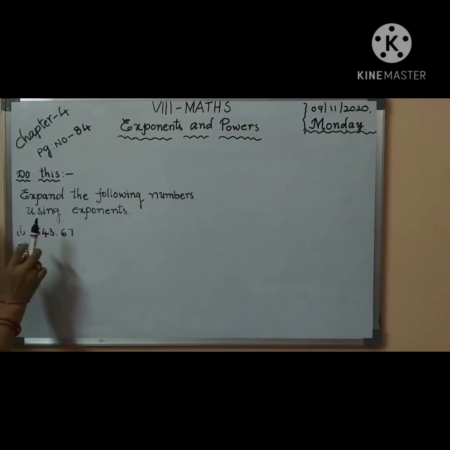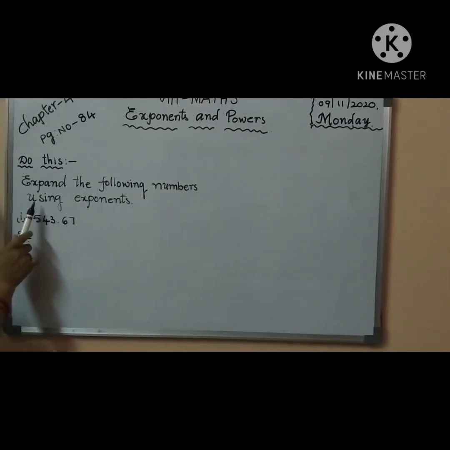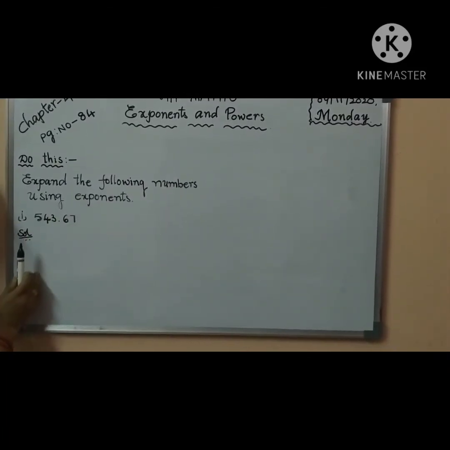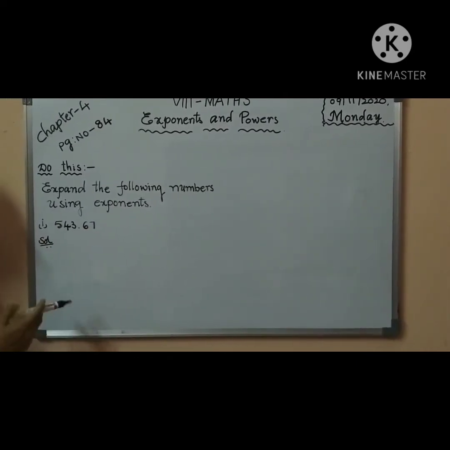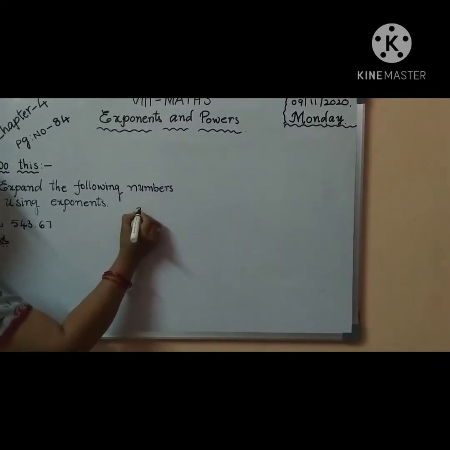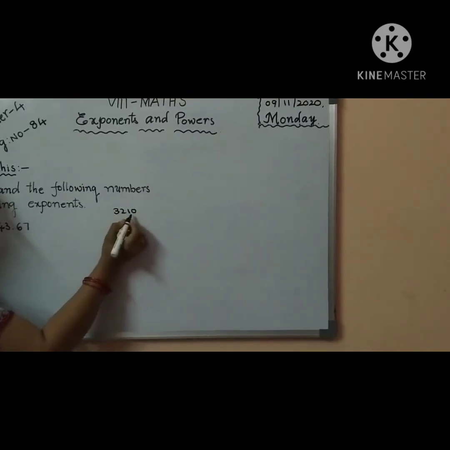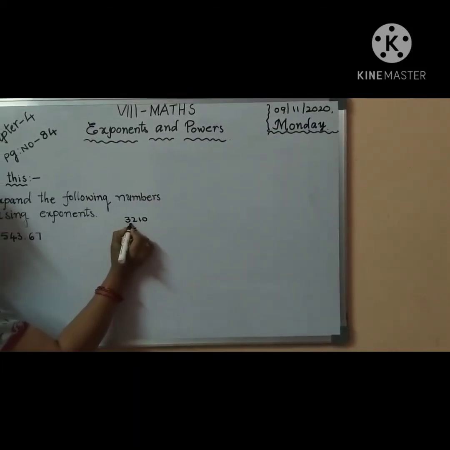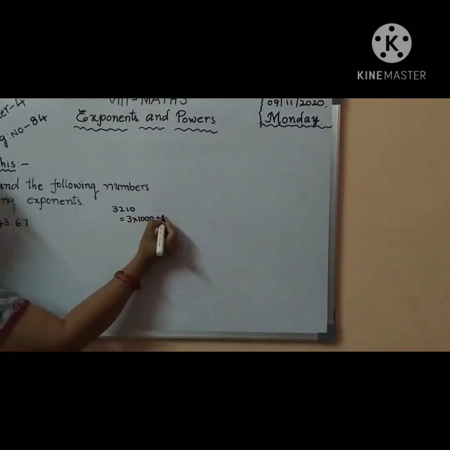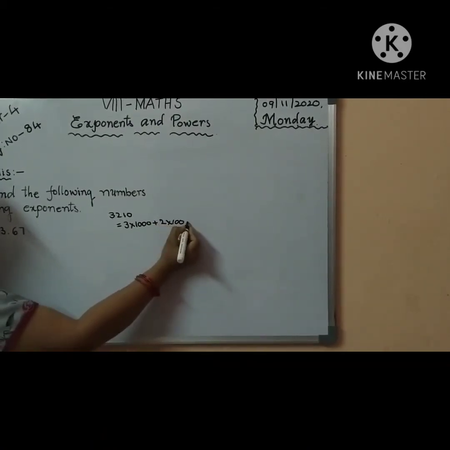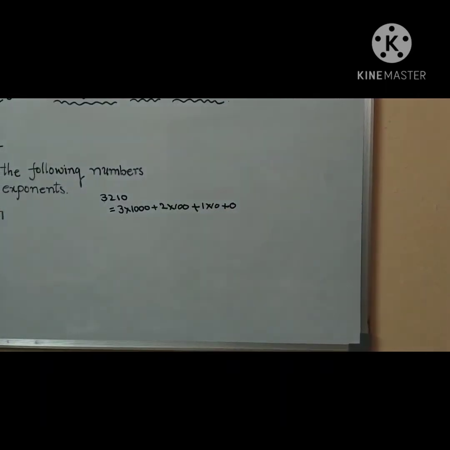Chapter 4, exponents and powers, page number 84. Do these problems. Expand the following numbers using exponents. Already we learned in the previous classes, for example 3210. We write the expanded form using ones, tens, hundreds, thousands place values. So we should write the expanded form: 3 into 1000 plus 2 into 100 plus 1 into 10 plus 0. Right, like this only.